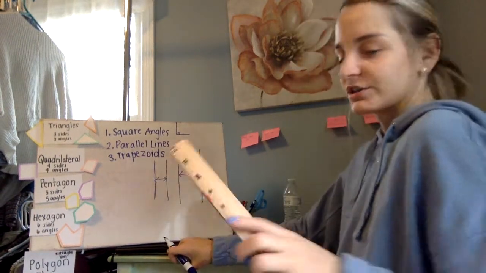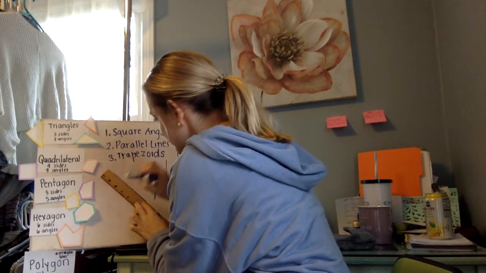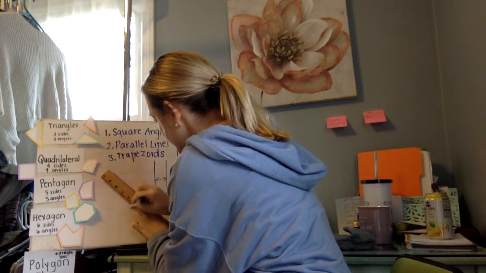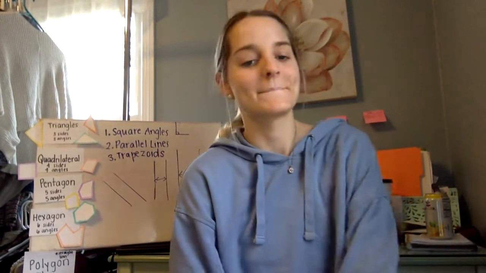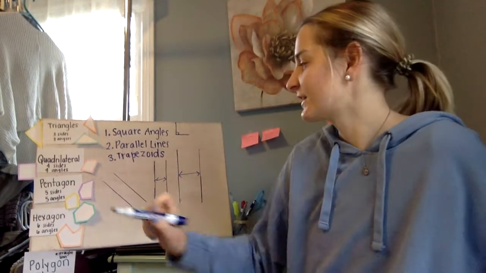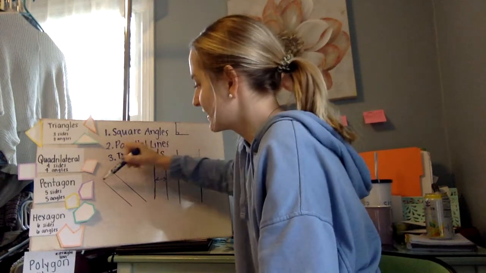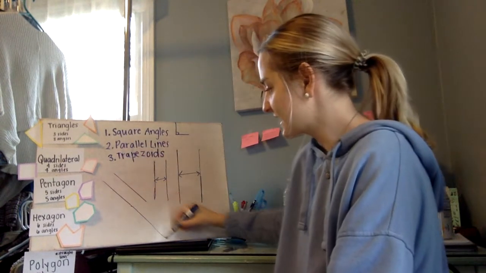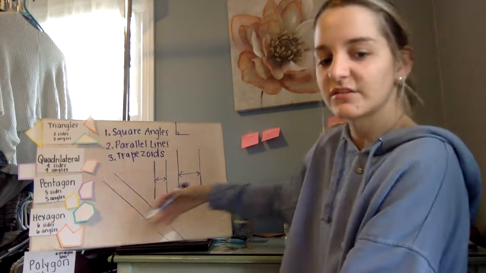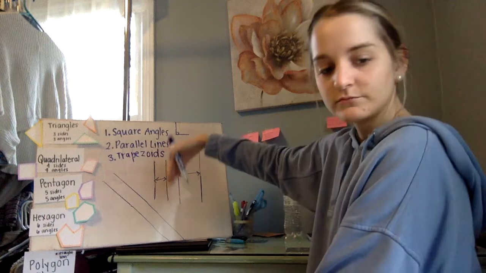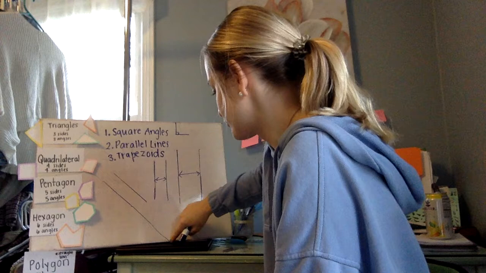Now, I have a question. What if I drew the lines like this? Are these parallel lines? If you said yes, you are correct, because look, even if they're sideways, if I continue to draw them this way and down, of course I would use a ruler, they're never going to touch, even if I kept going all the way down, okay? So that's one way to draw parallel lines.